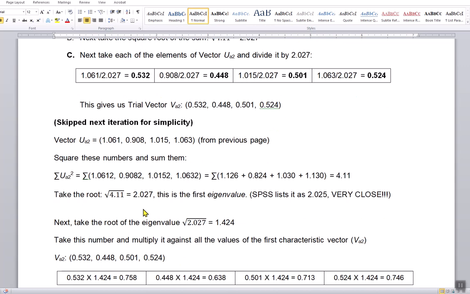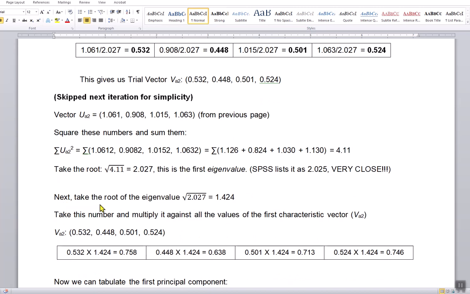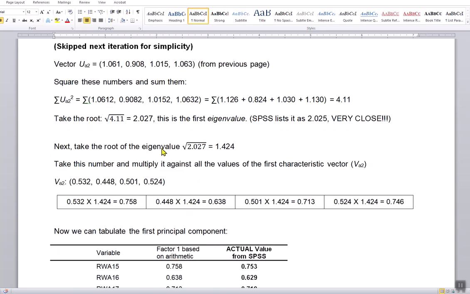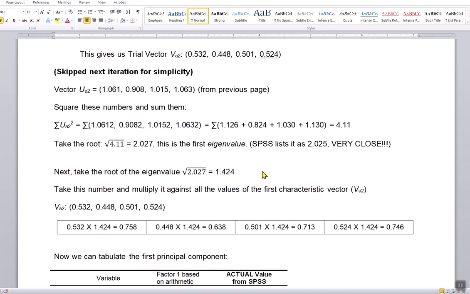But for our purposes, I just want to see if SPSS calculates the same thing that I do. So I'll skip to the point where I get the first eigenvalue. And the first eigenvalue is 2.027. And then I take the square root of that, and I multiply it by the numbers from the first characteristic vector, the A2, so those are up here. So I take this number 1.424, multiply it by each one of these, and this gives me the factor loadings.